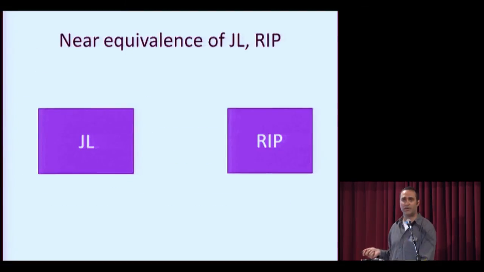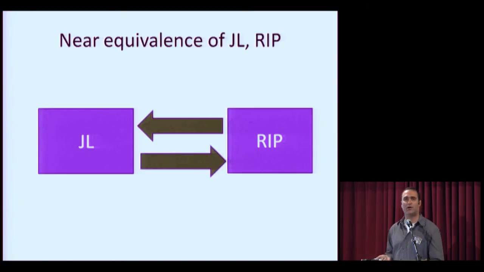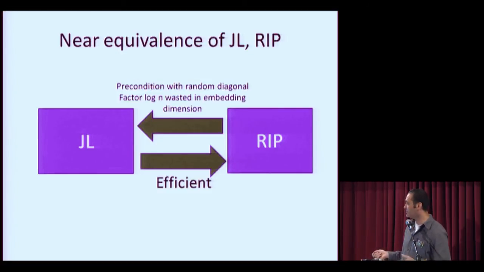So what is the picture right now? We have JL, and we have restricted isometry, and we have this bidirectional connection, almost equivalence. This direction is efficient in the sense that if you have an optimal JL construction, which is randomized, then with high probability you're going to get an optimal RIP matrix. Okay, you lose nothing.